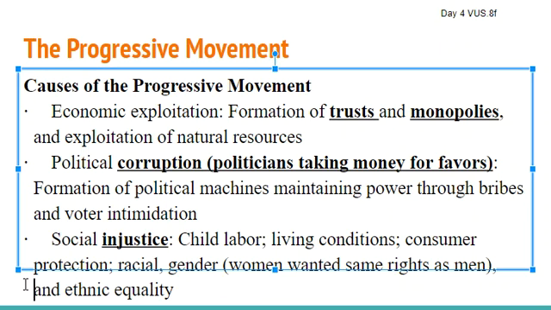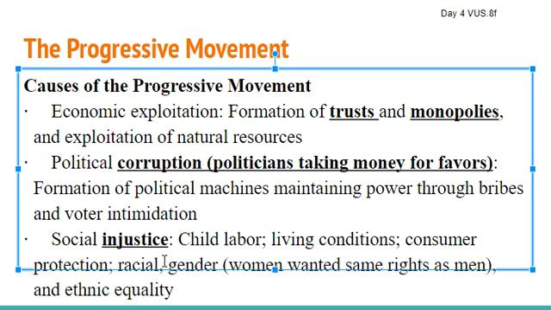The other one was social injustice, which at this time there was a lot of child labor. Children worked really long days. They could work up to 16 hours. They got paid very little. Living conditions were very bad. You guys remember the tenements and slums? I mean, those were horrible living conditions. There weren't a lot of bathrooms, a lot of people in one room. It was dirty. There was also that people wanted consumer protection.